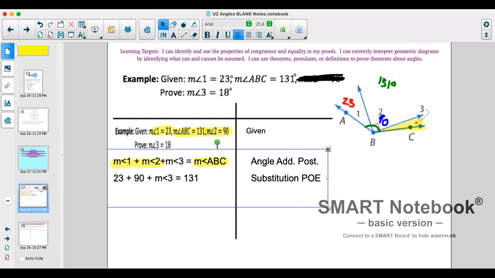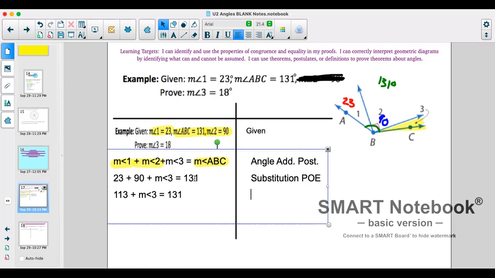Now, if I gave you 23 plus 90 plus X equals 131, what would our very next step be? Well, our very next step would be to combine like terms, most likely, right? Combining like terms is a mathematical property. It is a mathematical thing that we are allowed to do. So that's the first thing I'm going to do. In order to solve for the measure of angle 3, to solve this equation, I'm going to have to combine some like terms. So I'm going to add 23 and 90 together to get 113 degrees, plus the measure of angle 3 equals 131.